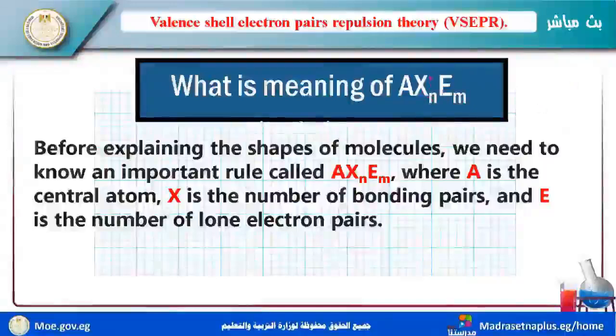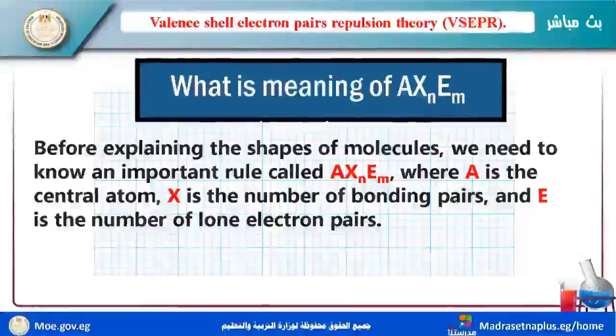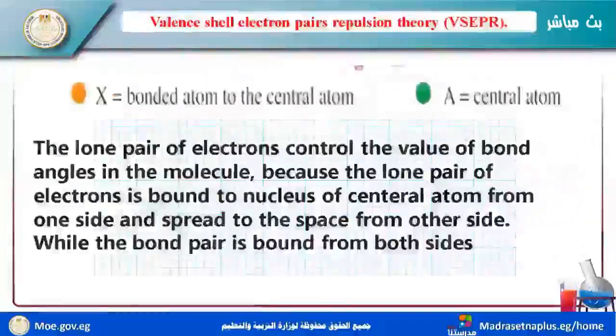A is the central atom. X is the number of bonding pairs, and E is the number of lone pairs. Now I use Lewis diagrams, the dot model I explained before. Now we can define the number of lone pairs and the number of bonded pairs by using this rule.